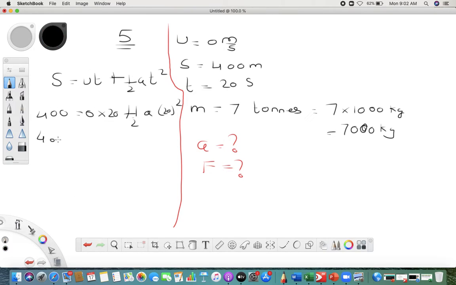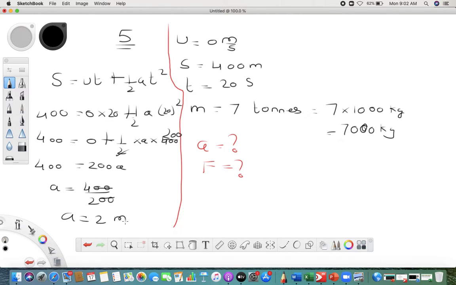Now 400 is equal to 0 plus half into A into 400. So 2 into 200. Then 400 is equal to 200A. So A is equal to 400 upon 200. So 2 zeros get cancelled. So A is equal to 2 meter per second square. Make sure you write down the correct unit.